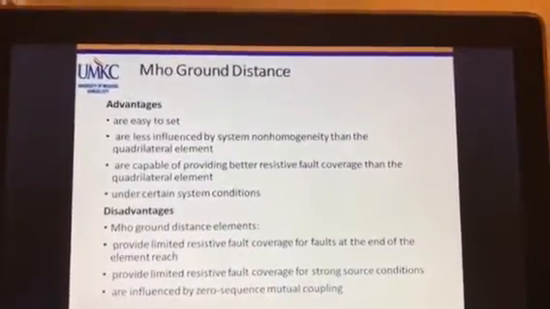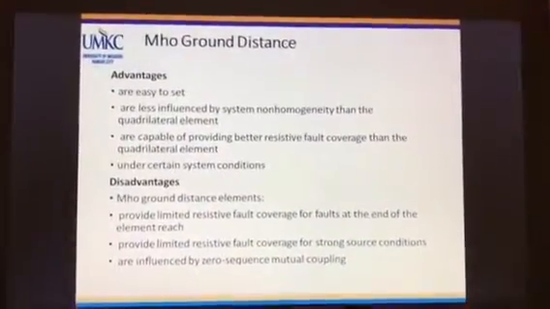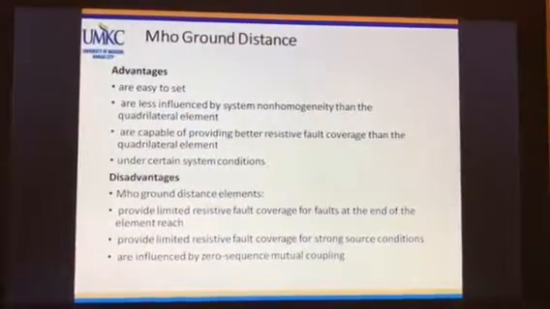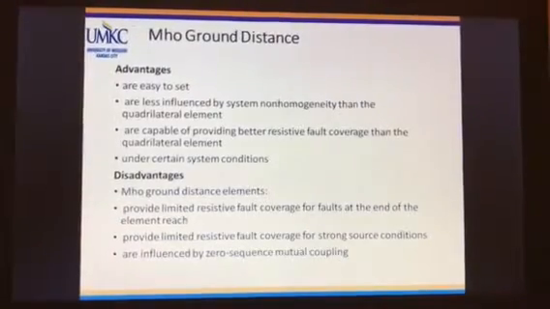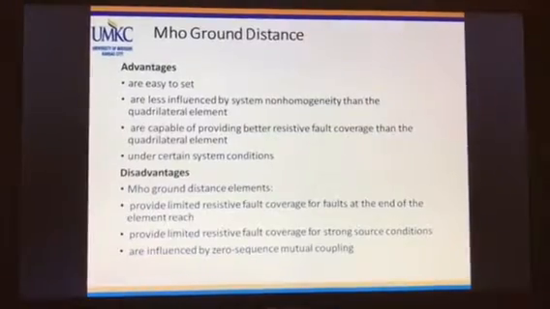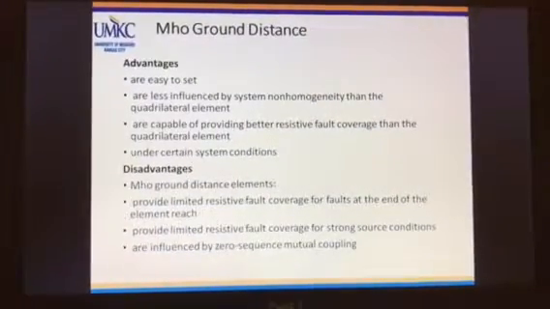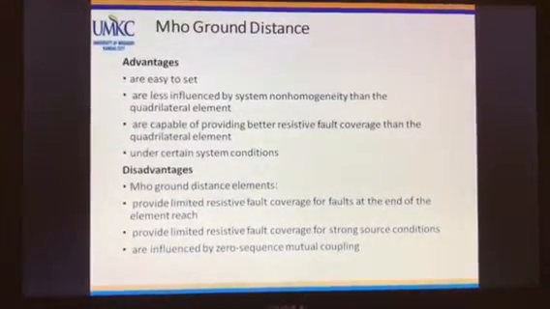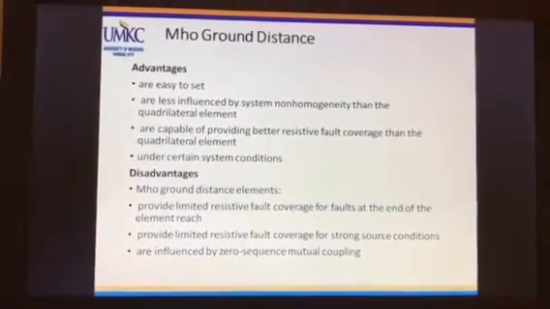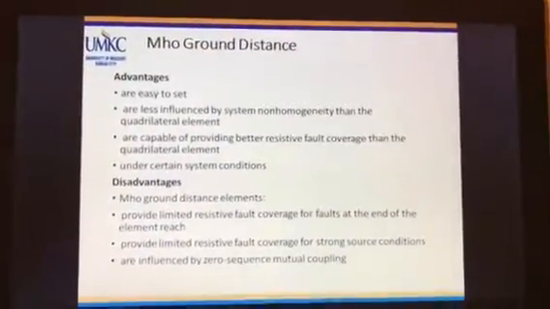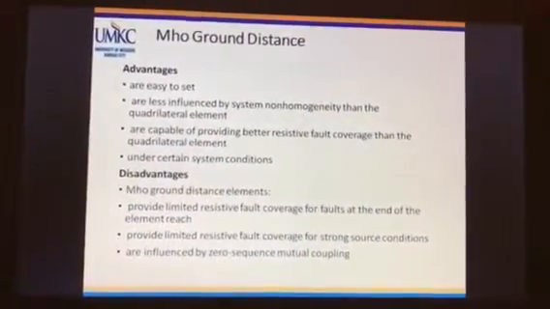Some of the advantages of the Mho distance are that these are easy to set and are less influenced by the system non-homogeneity as compared to the quadrilateral element, and these are capable of providing better resistive fault coverage than the quadrilateral element. Next are the disadvantages. They provide limited resistive fault coverage for faults at the end of the element reach and limited resistive fault coverage for strong source conditions, and are also influenced by the zero sequence mutual coupling. So these were some of the disadvantages of the Mho ground distance.